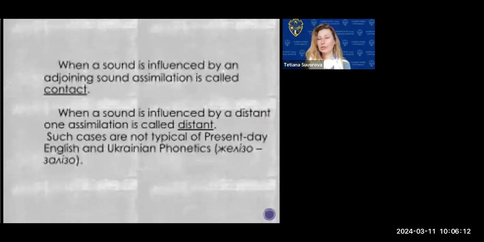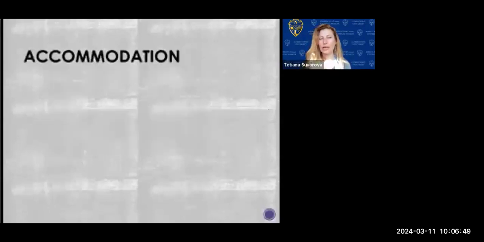Well, and certainly this assimilation can be contact, when we have two adjacent sounds influencing each other, or one influences the other, and distant, when we have a distance in this influence. For instance, in Ukrainian, we can come across this colloquialism, желізо instead of zalizo. That is because Russian and Ukrainian create some mixture in our mind, and sometimes we use it incorrectly. That is concretely distant and contextual influence, or reasons of assimilation.